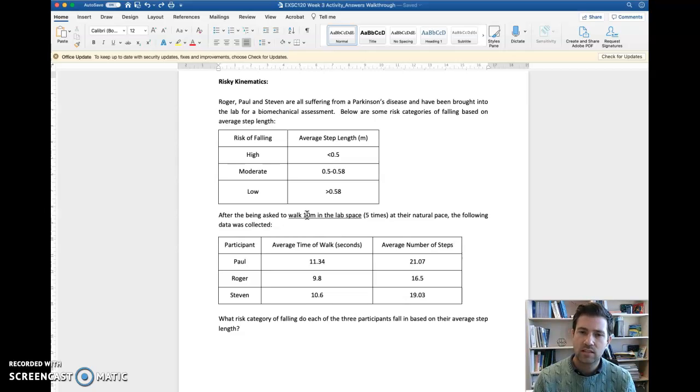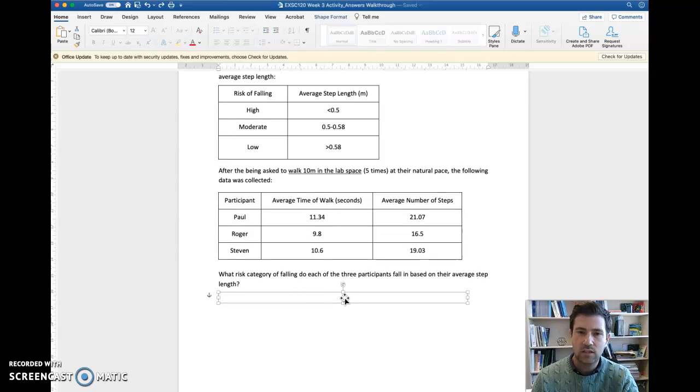If I told you that someone took 20 steps in that 10 meters, then you would think, oh, okay, well, they've taken twice as many steps as meters, and therefore their step length would be around half a meter, 0.5 meters. And so what you're doing there is basically taking displacement, dividing it by steps, and getting your average step length. And that's exactly what the equation is.